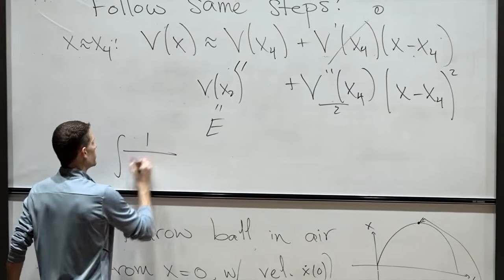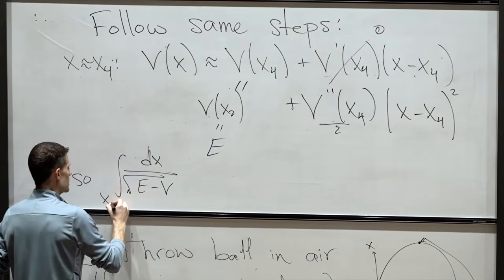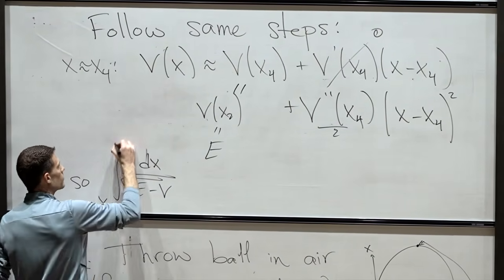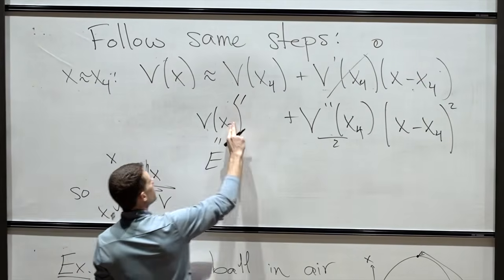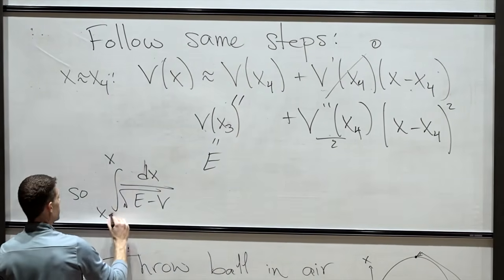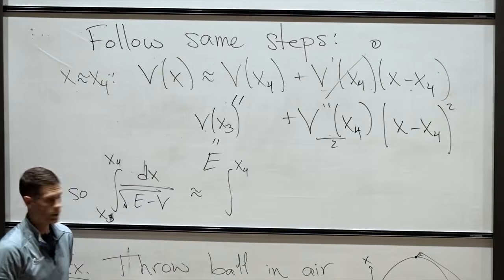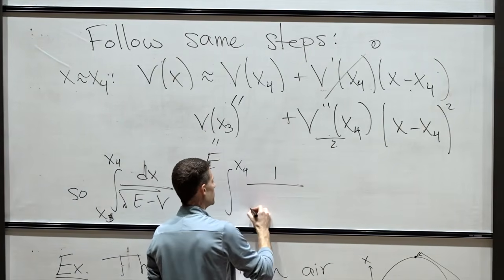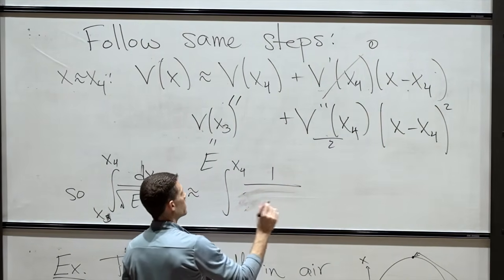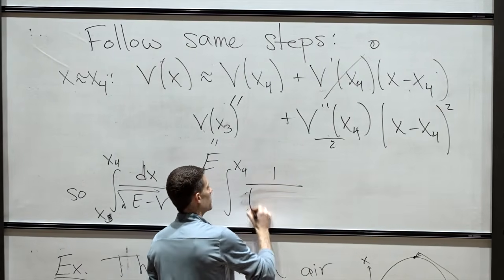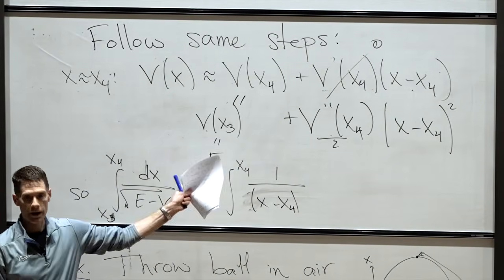So the integral of 1 over, I messed up what I was calling it, x3 and x4, so this is a 3. This now looks like an integral around x4 of 1 over, well, x minus x4 squared inside a square root. So I get a dx over x minus x4, which is not a convergent integral.